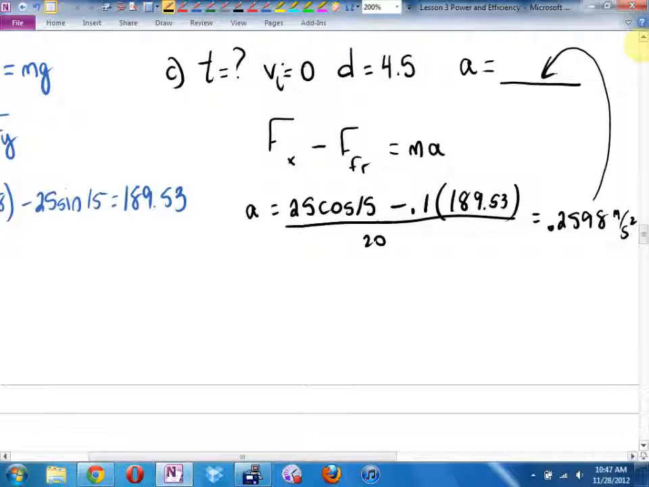There is one. Which one, Gabby? You are correct. d equals vi t plus a half a t squared. Is vi 0? So in your mind, cross that out. Can you get the t by itself? Time equals the square root of 2d over a. Like I just wrote there? Yep.